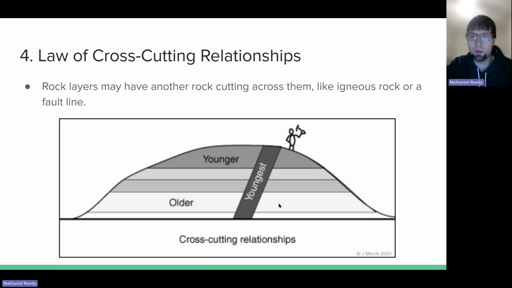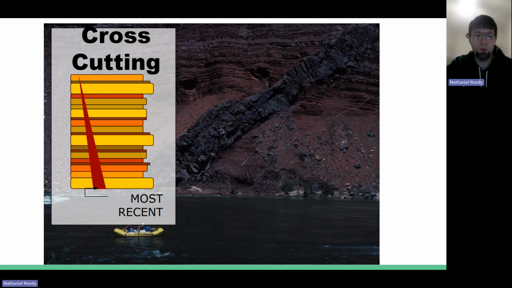So let's do some examples together. Oh, nope. Sorry. Here's an actual photo of a cross-cutting relationship. This is actual cooled down lava cutting through all these other rock layers that were already there. So like normal, the oldest at the bottom, youngest at the top, except that really the youngest rock is the one that cuts through all the other ones, that igneous intrusion. That's called a cross-cutting relationship.